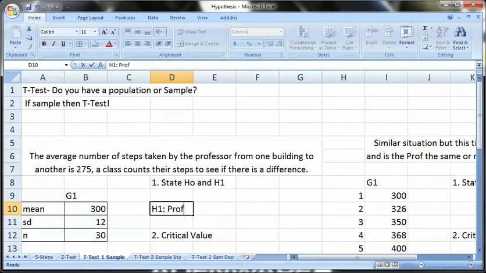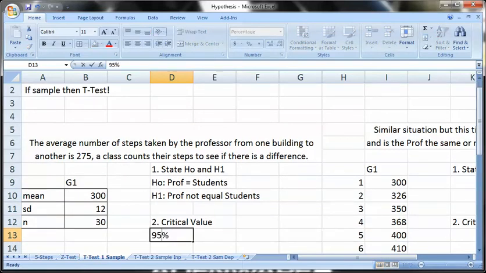So the professor not equal to the students, and the null, professor is equal to the students. All right, for a critical value, we're going to be using the 95% or 0.05.